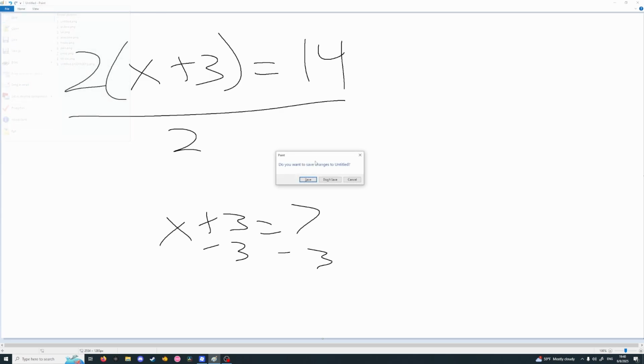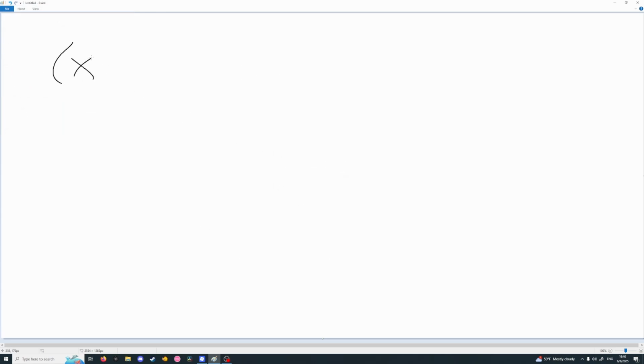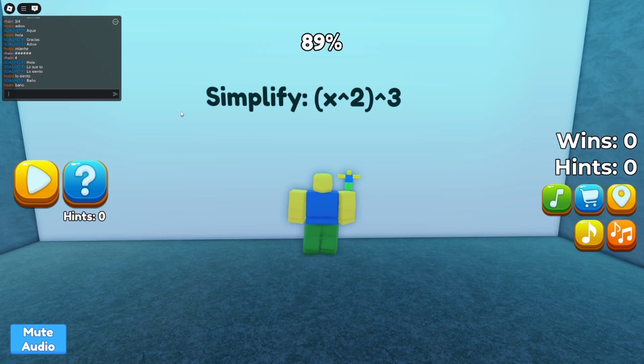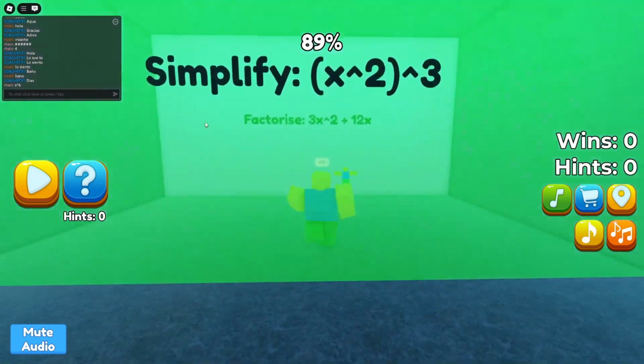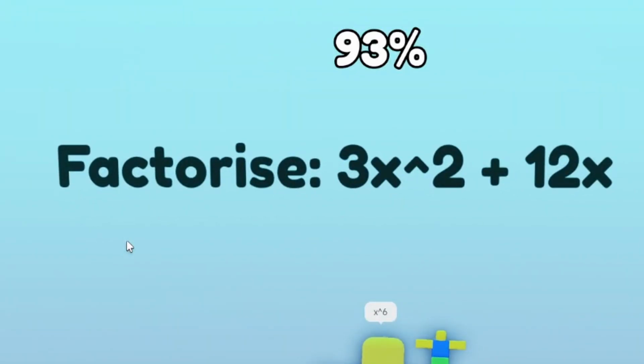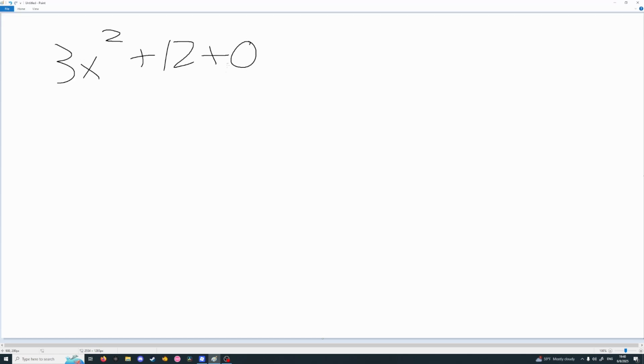Okay, let's expand this. So we have x squared. Oh, never mind. I thought it was a bigger quadratic, where there's more stuff in it, but no, it's just x to the power 6. Factorize 3x squared, okay, plus 0. That should be pretty simple.